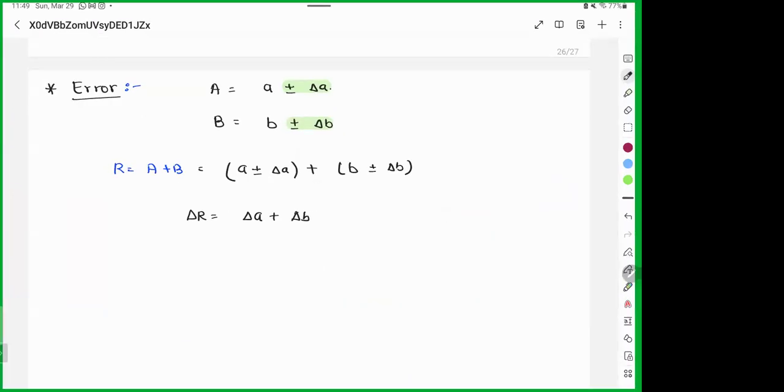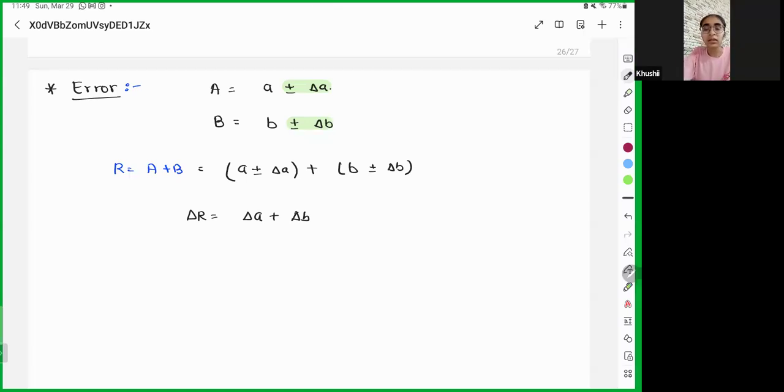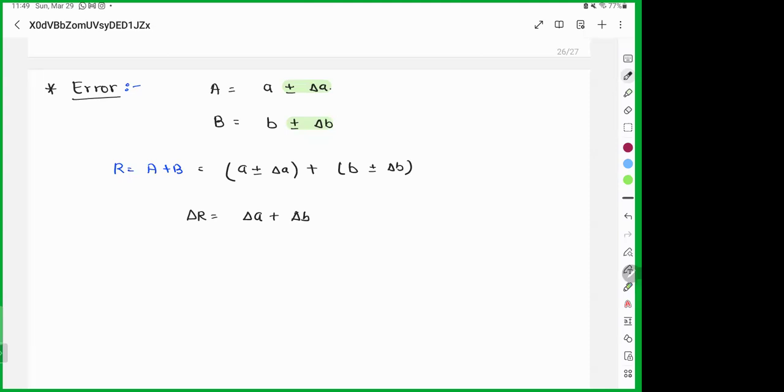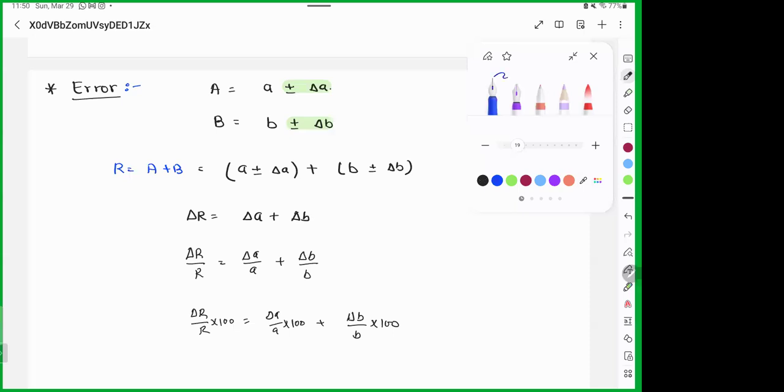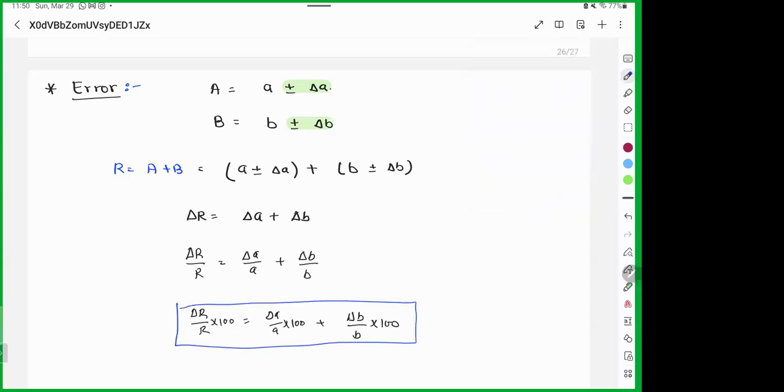Come to the question. Yes, so you did the morning class yesterday. Just remind me if I keep forgetting. If you calculate this error part in the relative form, delta r by r will be equal to delta a by a plus delta b by b. And if we multiply this by 100, you will get percentage error: delta r by r multiplied by 100, delta a by a multiplied by 100 and delta b by b multiplied by 100. Why is this special? Because even yesterday we did the same question. I still remember Tanvi asked this question.